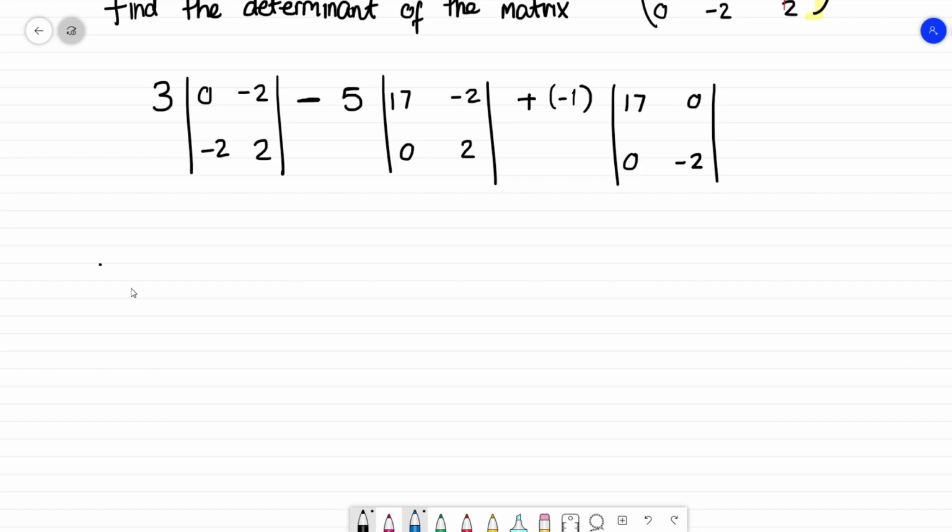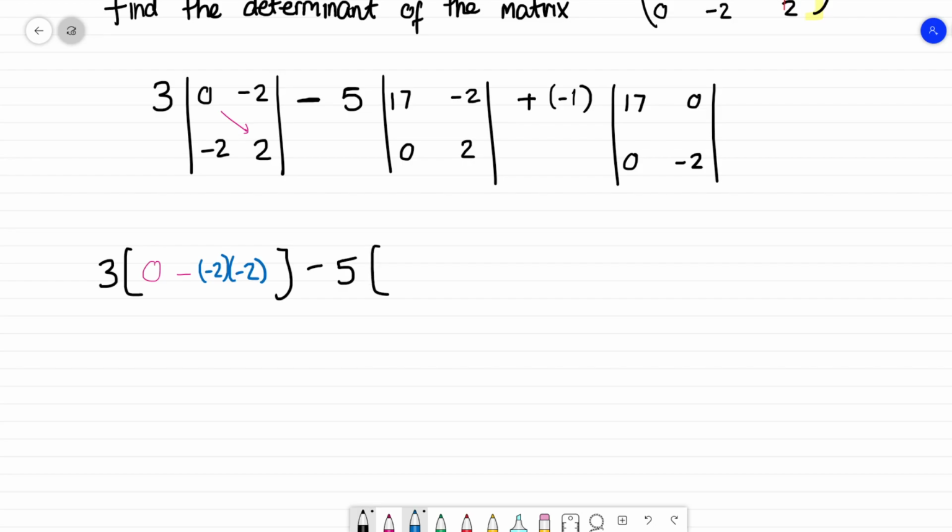So I'm going to have 3 lots of 0 times 2, which is 0. Take away minus 2 times minus 2. Just going to give me plus 4, but I've still got a minus in front of it again. So this is actually a triple minus, and that's something we need to look out for. We'll tidy that up in a bit.